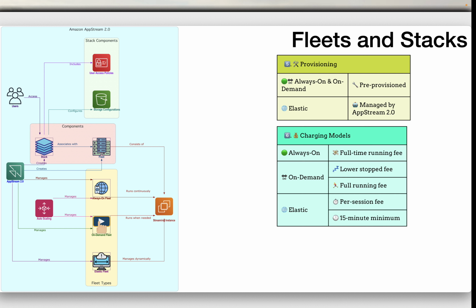Then charging models. Always on, charge for all instances even when idle. On demand, lower fees for stopped instances, full fees for active ones. And for Elastic, charged only for active streaming duration and minimum is 15 minutes.